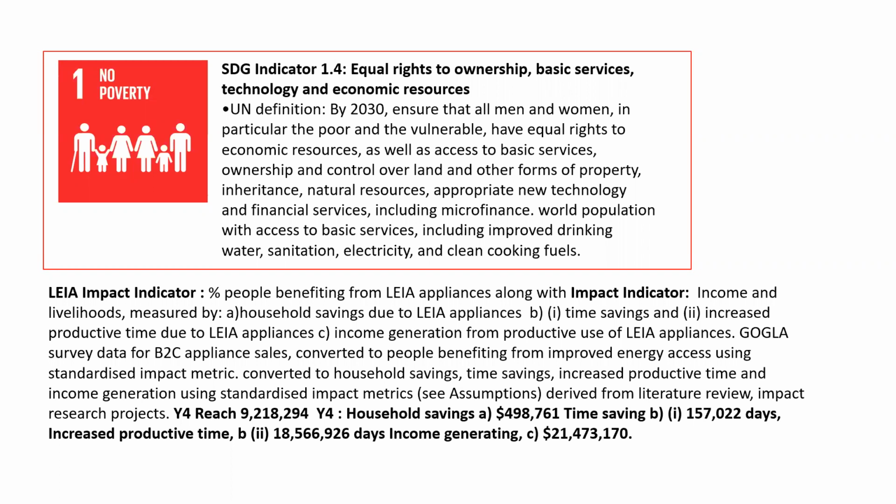There are many SDG indicators for each SDG. There's quite a few indicators. So equal rights to ownership of basic services, technology and resources, and that is the SDG indicator. And then if you look below, we have Leah's SDG indicator that looks at how many people are benefiting, household savings, time saving, increased productivity, and all that will lead to reduced poverty of women, men, families. So it also incorporates SDG 5, so we can use 1 and 5 as Leah has.